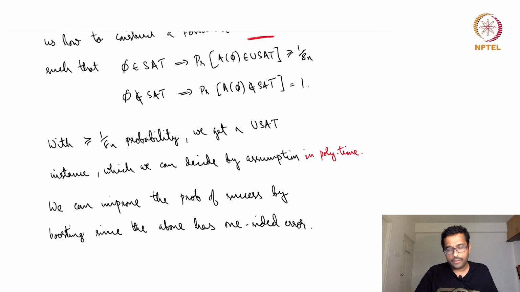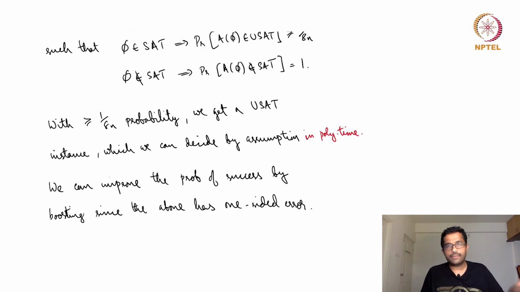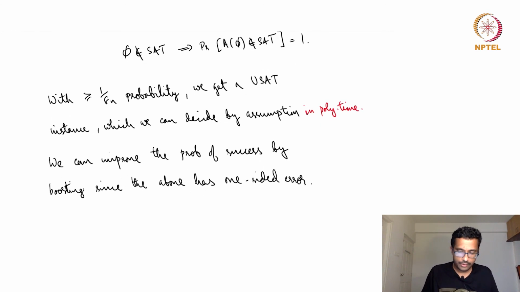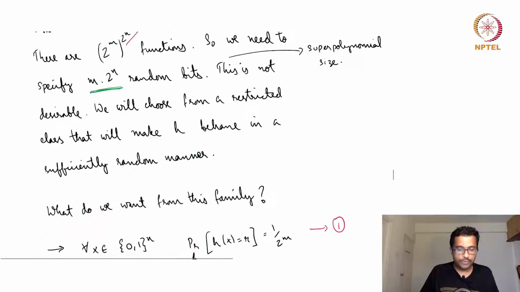And to improve the probability of success, it's not very difficult because it's a one-sided error, so we can just repeat. If any of the runs outputs that it is satisfiable, we just output that it is satisfiable, because whenever it's unsatisfiable, it will always output unsatisfiable. So we can also improve the probability of success, and that will only require polynomially many iterations. So that concludes the proof of the Valiant Vazirani theorem.